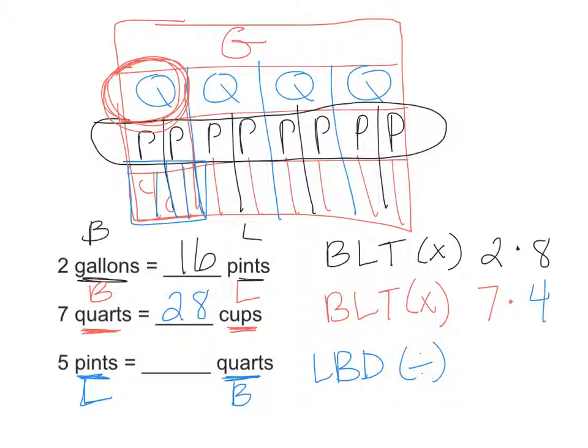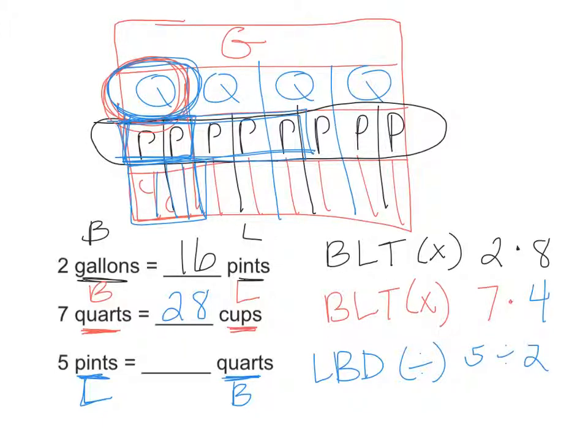And I know it's going to be 5 that gets divided. So if I have 5 pints, I want to look at the relationship between pints and quarts. So when I have a quart, it needs 2 pints. So the relationship between quart and pints is the number 2. 2 pints are in a quart. But because I have 5 pints, I need to take the 5 pints and divide it by 2.